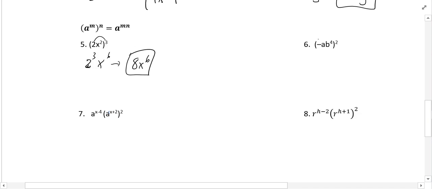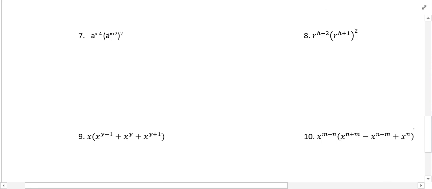All right, you need to make sure that you know that there's an invisible 1 between the negative and the a. So when you apply the exponent, it's going to apply to all 3 of the terms. So we have negative 1 squared, which is going to turn into a positive 1. Then we're going to get a squared b to the 8th.